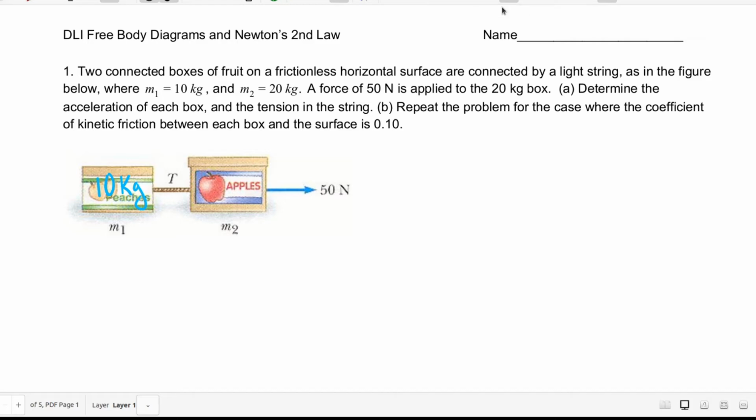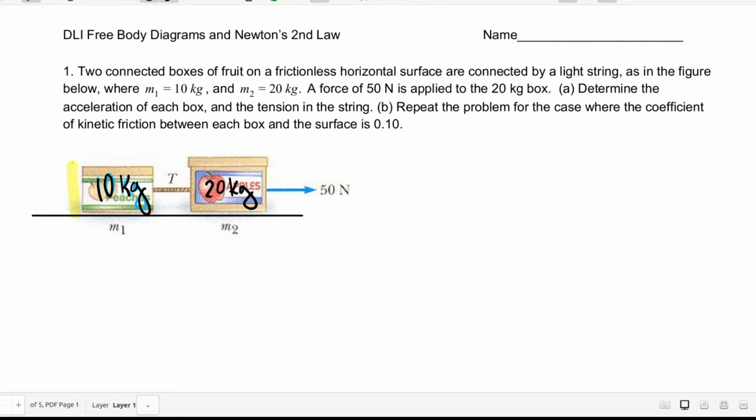Let's get a color we can actually see. Bad choice. How about black? 20 kilograms. And 10 kilograms. We are asked, if we apply a force of 50 newtons to this box and it's sitting on a frictionless surface, what is the tension in the rope joining these two boxes, and what is the acceleration of the system?